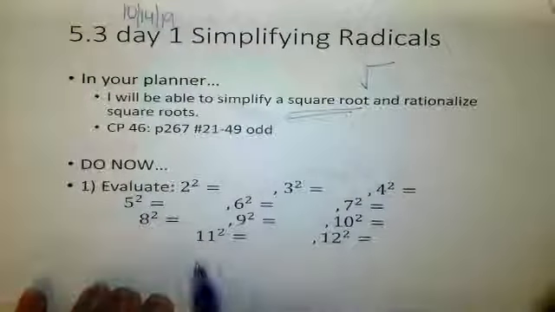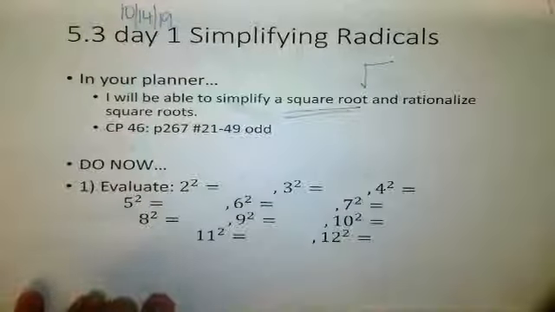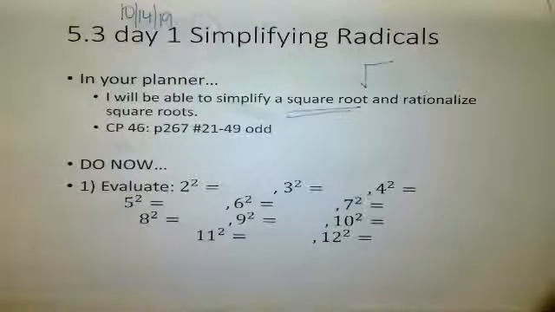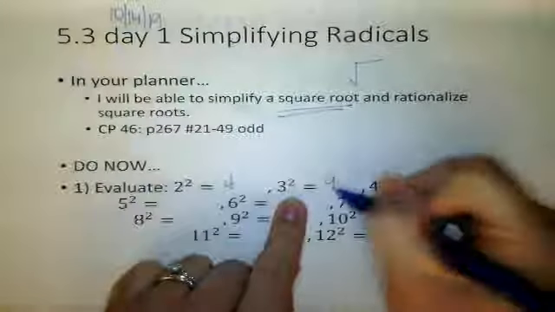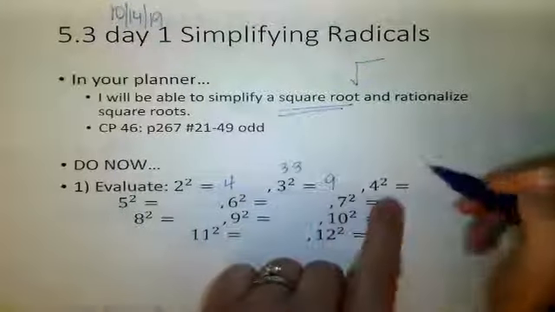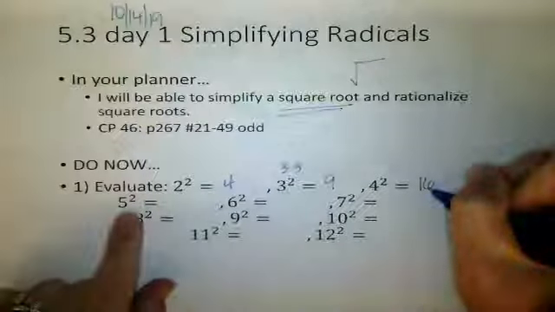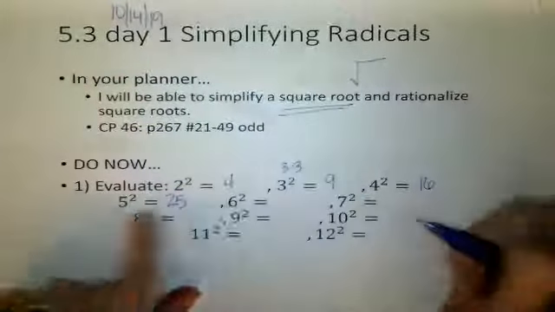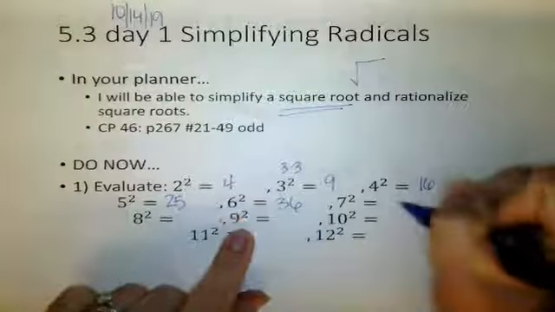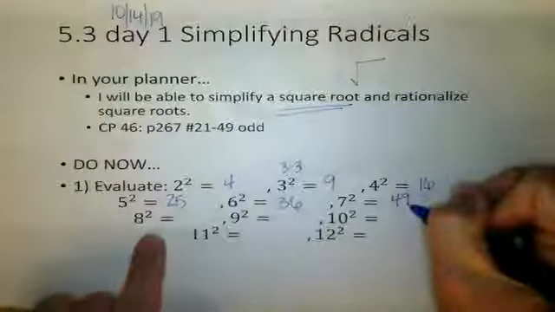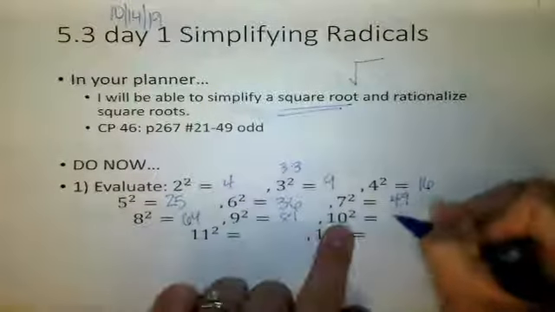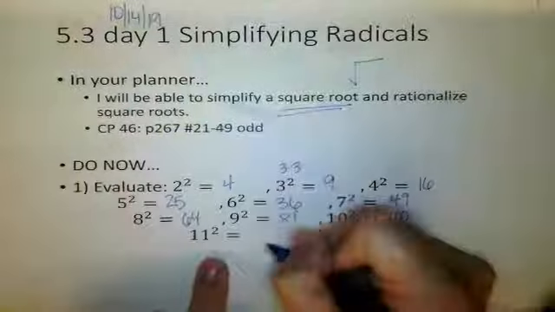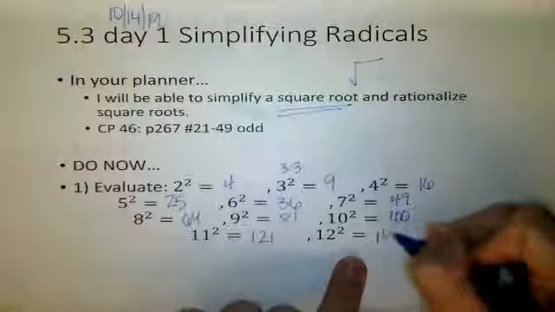Hopefully you know all of these perfect squares, because if you know all your perfect squares, then life is a lot more simple. So what is 2 squared? 4. And what is 3 squared? 9, because 3 times 3 is 9. And what's 4 squared? 16. And what's 5 squared? 25. And 6 squared? And 7 squared? 49. 8 squared? 64. 9 squared? 10 squared? 100. 11 squared? 121. And 12 squared? 144.